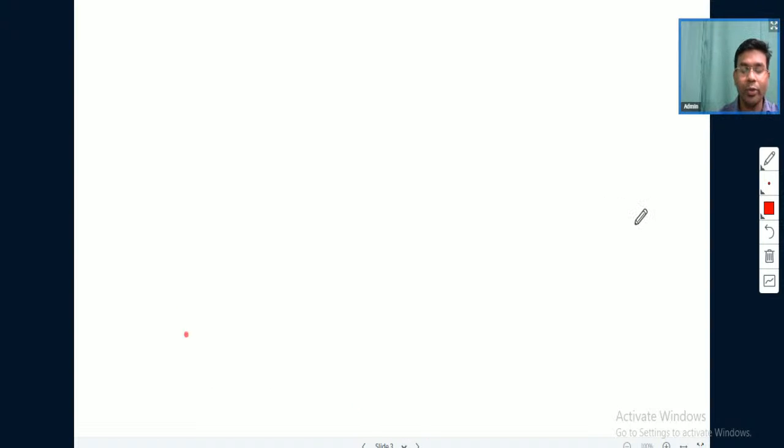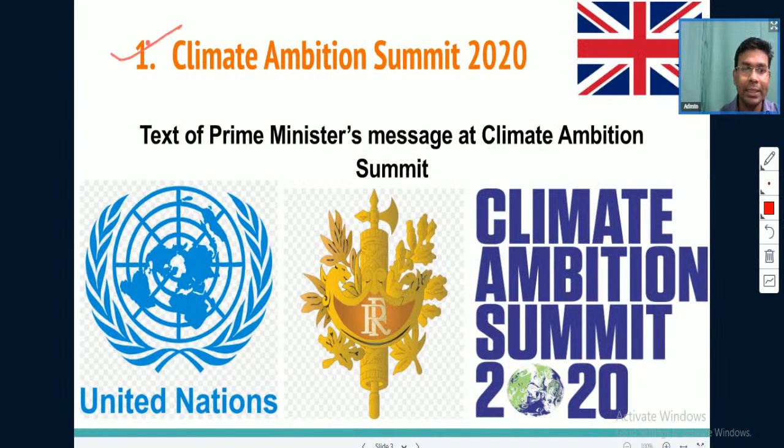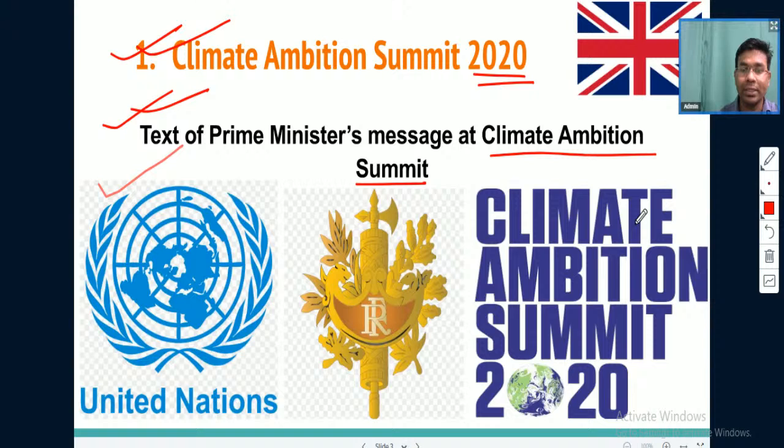So we are going to understand the first topic now. Let us go ahead and understand the Climate Ambition Summit of 2020. Recently the Prime Minister of India has released a message. We are going to decipher the text of the Prime Minister of India's message at the Climate Ambition Summit 2020. This was a summit which was held together by the United Nations, the government of France and the UK government along with two other governments. This Climate Ambition Summit is a very important topic from the environment and ecology perspective.